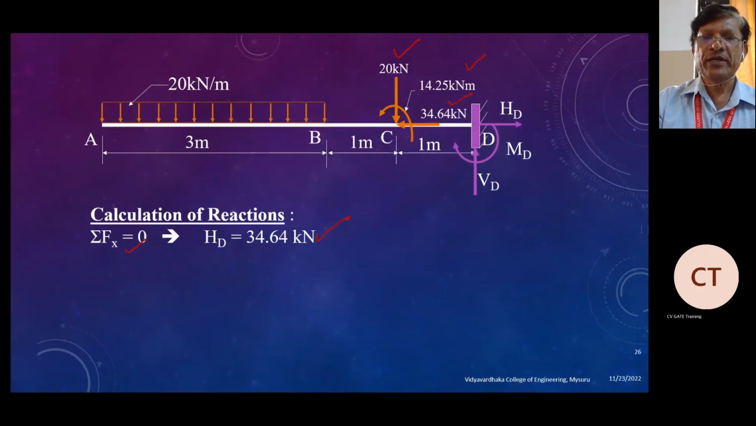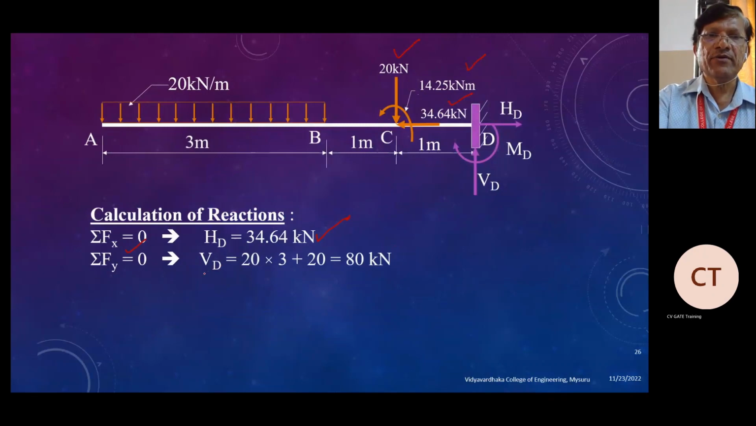Because that shear force diagram will be only for the vertical forces in this case. So we will take here, sigma Fy is equal to Vd. What is the reaction? The reaction will be 20 into 3, that is the vertical force, and this vertical force 20. So totally 80 kilonewton will be the reaction at Vd.